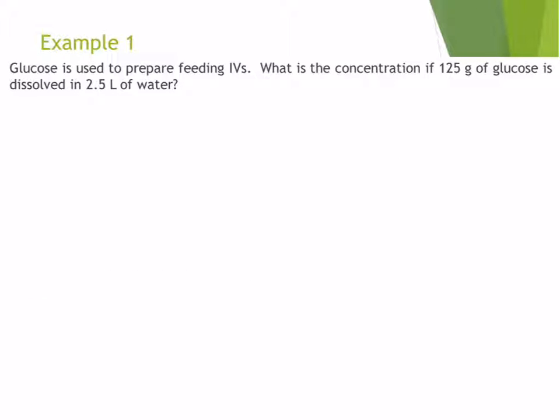So in our first example, we have glucose being used to prepare feeding IVs. What is the concentration if 125 grams of glucose is dissolved in 2.5 liters of water? So our solute is our glucose, and our solvent is our water.